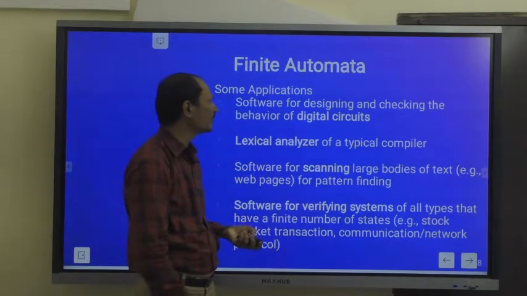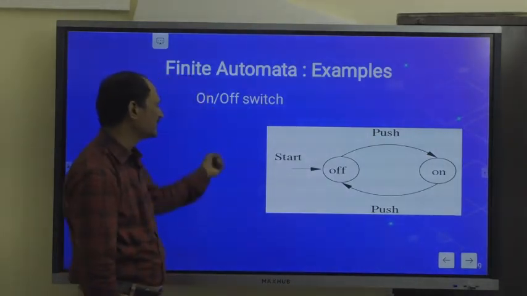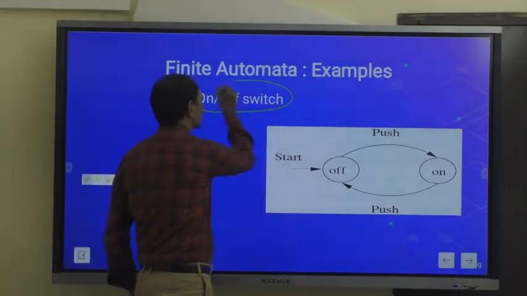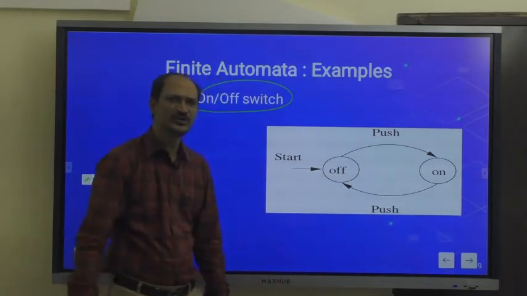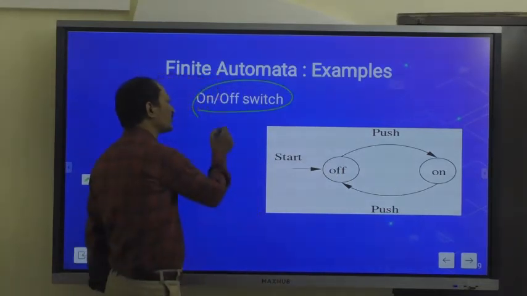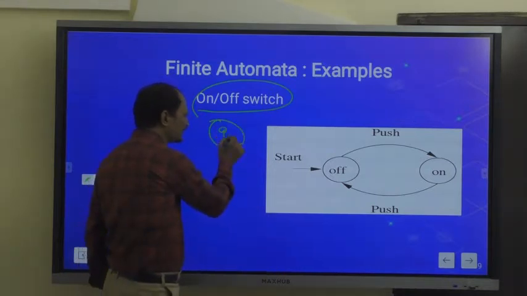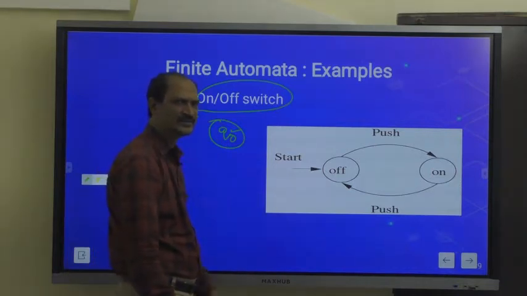Now we are going to see the next concept, a finite automata example, that is the on-off switch. If you carefully observe, this is the on-off switch I am talking about. Here we introduce a term called a state. A state is always represented in formal language and automata theory as a circle. Within the circle you write the name of the state. Here Q0 is the name of the state.